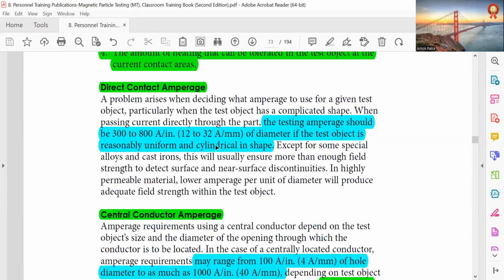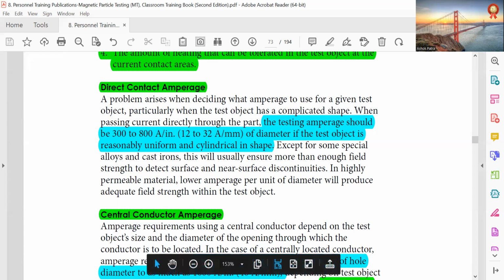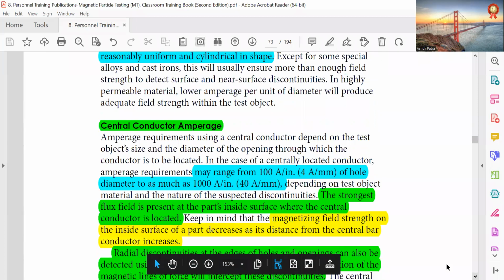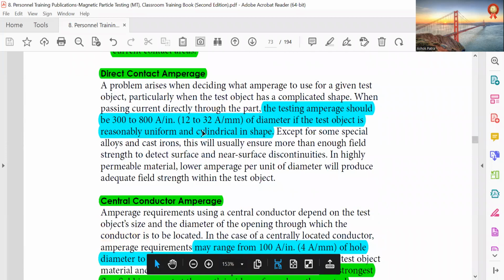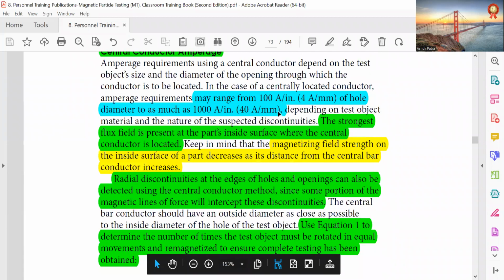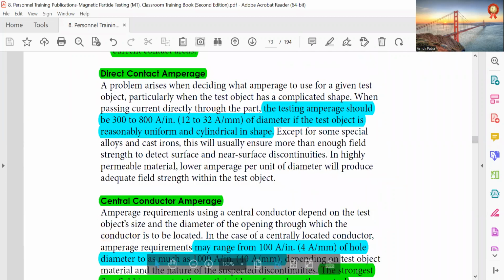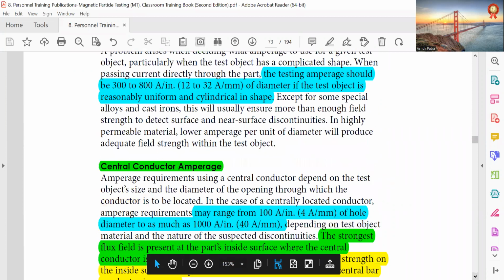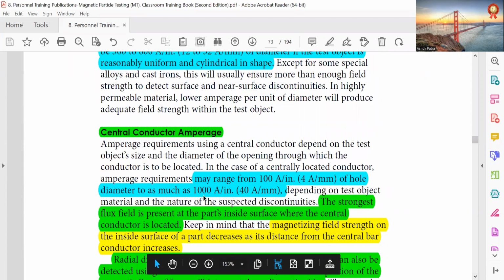This is per inch of diameter. This is per mm of diameter. So depending on how many inches your diameter is, you multiply. The central conductor is different from the head shot. This is the head shot. The central conductor is 100 amperes per inch, 4 amperes per mm. Hole diameter up to as much as 1000 amperes per inch, 40 amperes per mm.